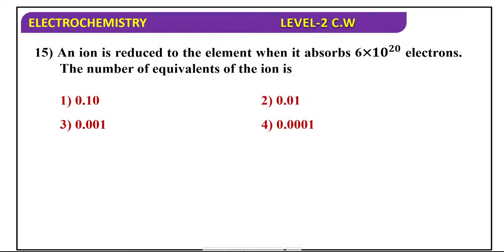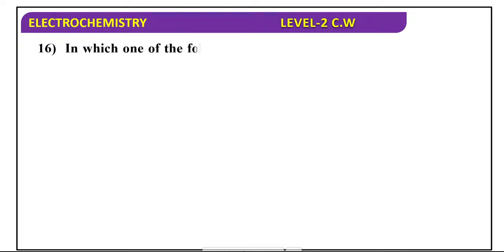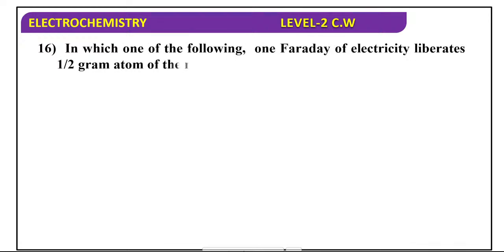An ion is reduced to the element when it absorbs this much electrons. So number of equivalents of the ion is, very good. Okay, one normal is one equivalent weight. So 6 into 10 power 20 into 1 divided by 6 into 10 power 23 is equal to 0.001. Very good. In which one of the following 1 Faraday of electricity liberates half gram atom of the metal?